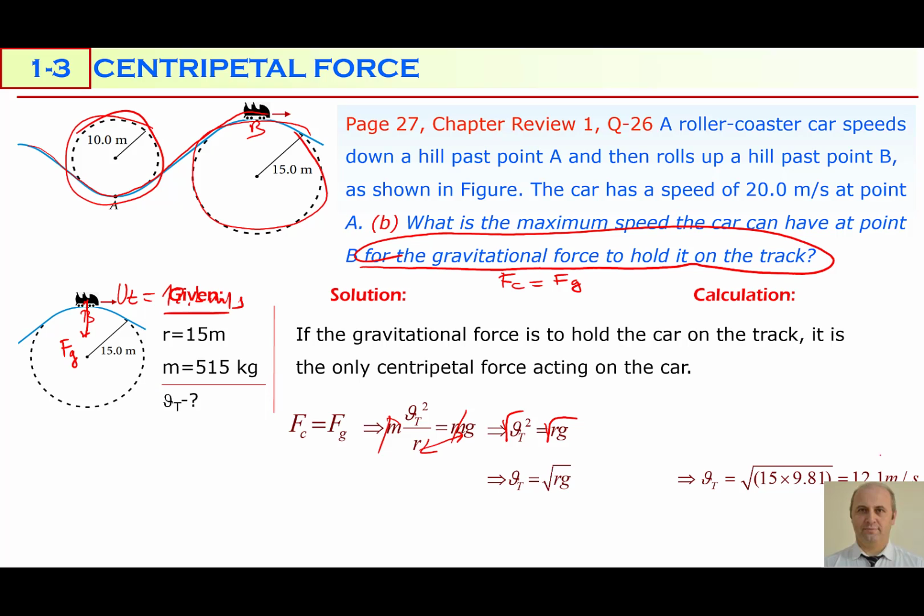What does this 12.1 mean? If a car has a tangential speed greater than 12.1, the car cannot follow the circular track. It will be off the road. It will move with a larger radius, so it will not stay on the road. But if it is less than or equal to 12.1 meters per second, the car is still on the track. That's why it's called the maximum speed.